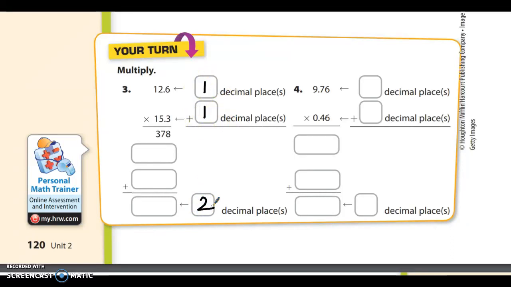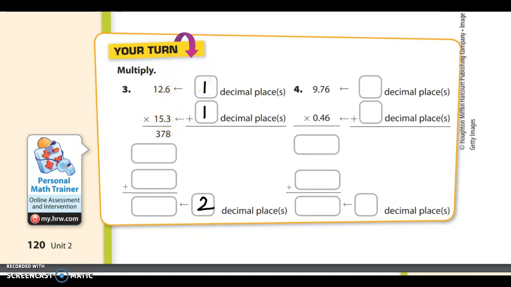Now they end up giving you not too much space here. This 378, let me show you where that came from. If I did 3 times 6, I would get 18. And then 3 times 2 is 6, plus 1 is 7. That's that 7 right there. And then 3 times 1 is 3. So 378 is actually 3 times all these numbers.